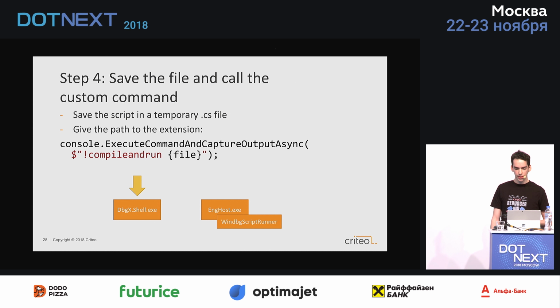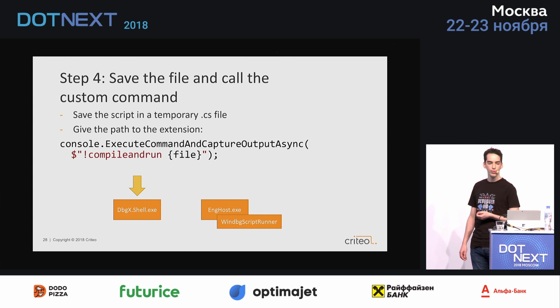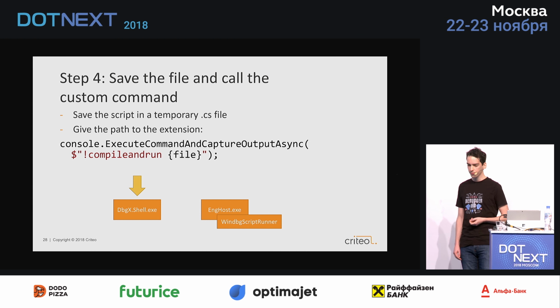But to run the code, we still need to prepare it. So we save the C# code into a temporary file on the hard drive. And then we call our custom command. Here I've called it compile and run. And we give it the path to the file we saved.